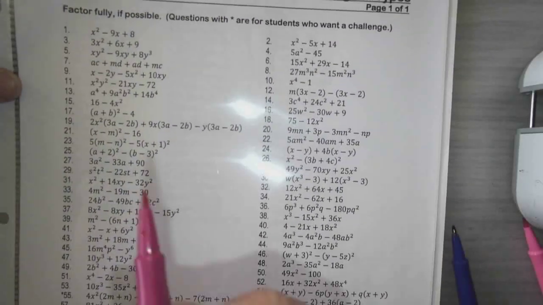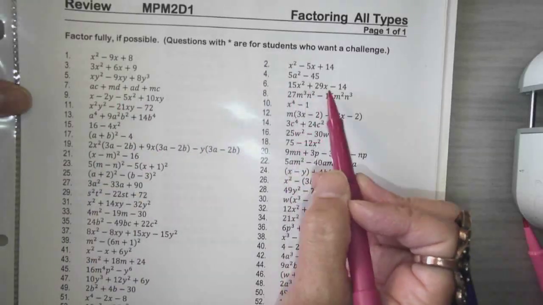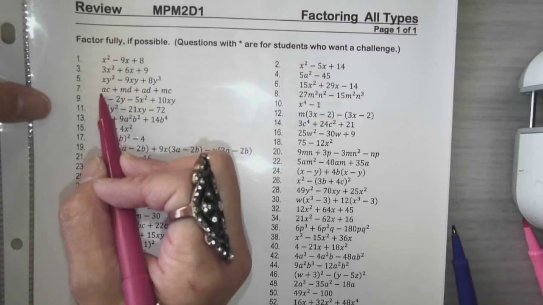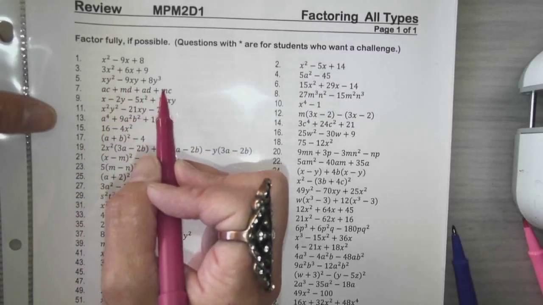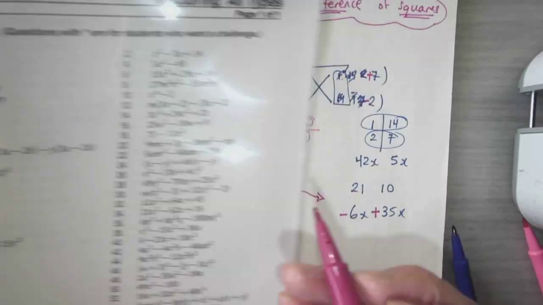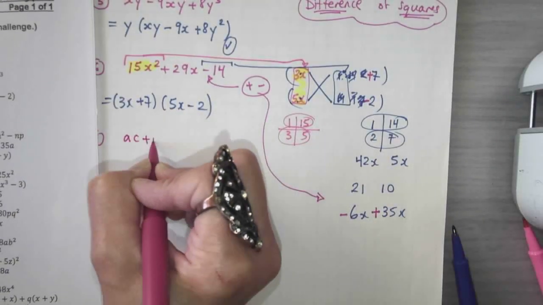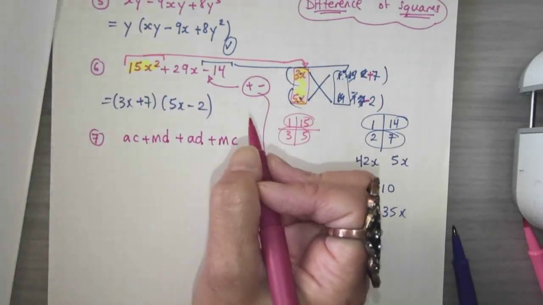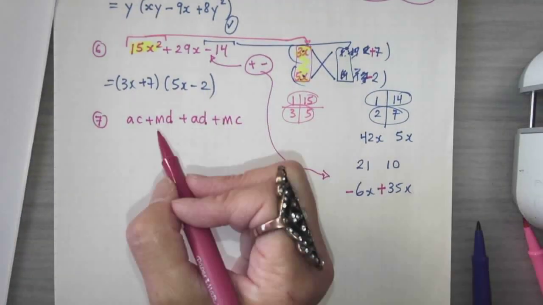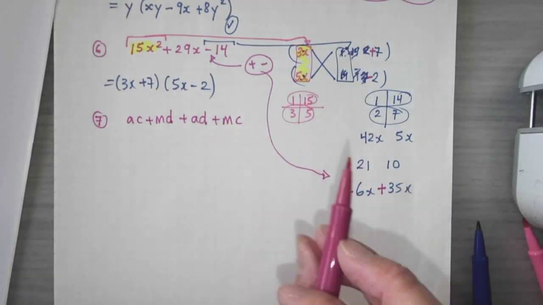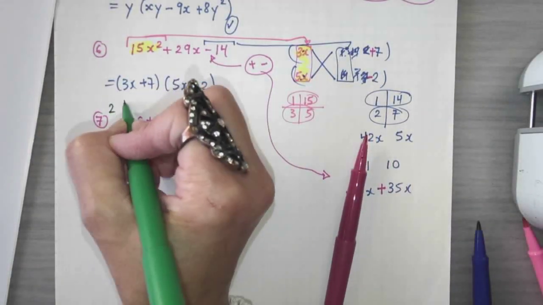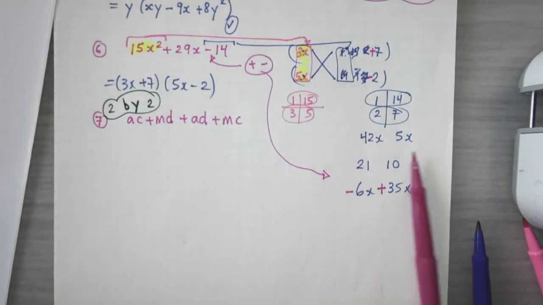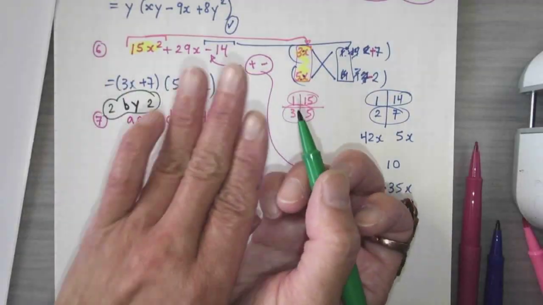Okay. Number 7. When I look at this, I go, okay, that's a trinomial. That's a trinomial with a number in front, a more fun trinomial. This one here has 4 terms. 1, 2, 3, 4. 4 terms. So I'm going to write that down. AC plus MD plus AD plus MC. Now, think about this and go, okay, if there are 4 terms, the only thing we know how to do is a 2 by 2.